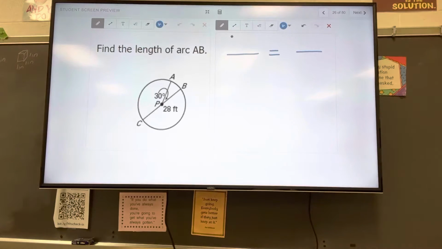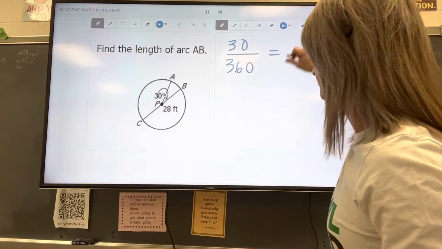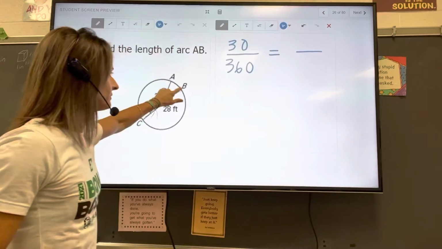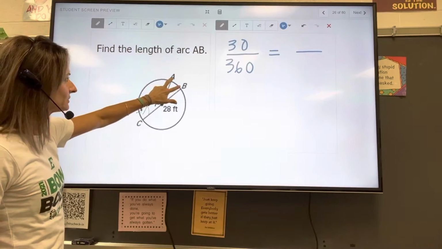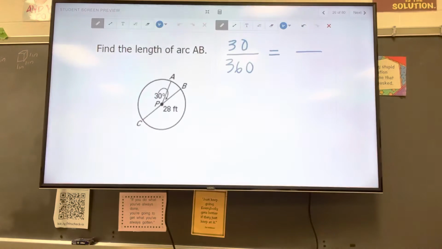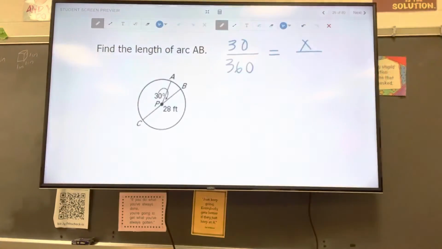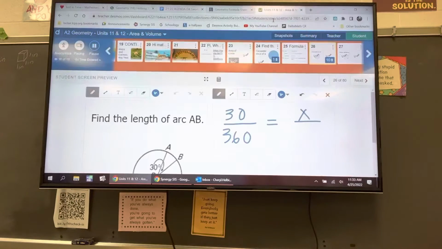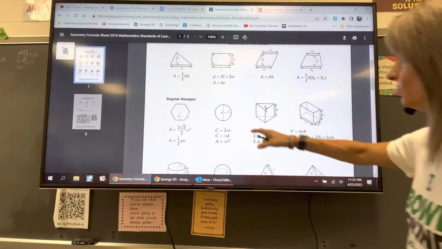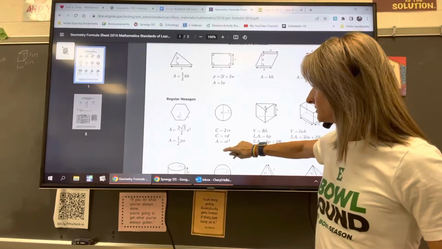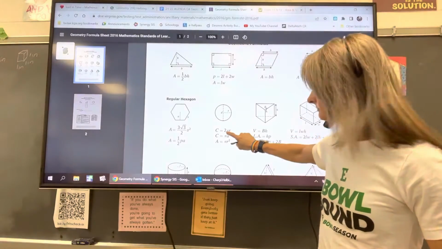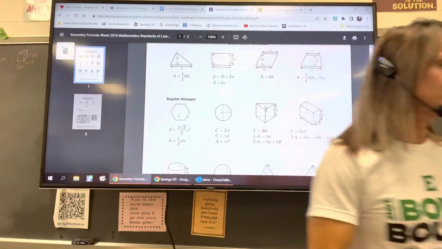30 degrees out of 360 degrees. That relationship is exactly the same as part of the circumference, which we don't know. That's the length of the arc. So I'm just going to put an X up there. Is to the entire circumference, which on the formula sheet that we just Googled, underneath the circle, we have two circumference formulas, one with radius and one with diameter, and then area. In this problem, I believe we're given the radius.